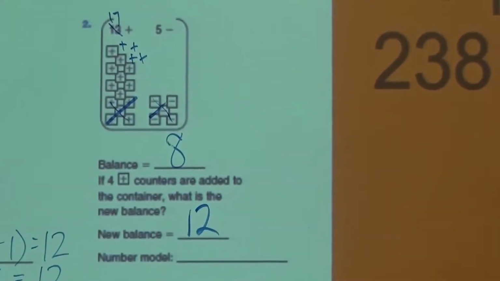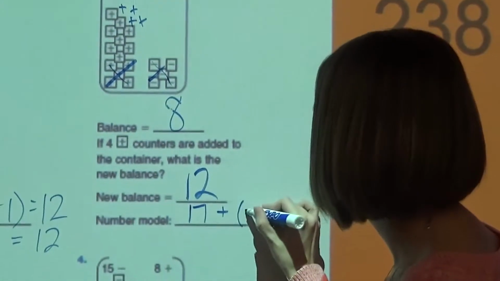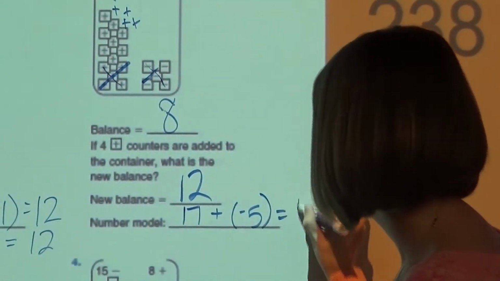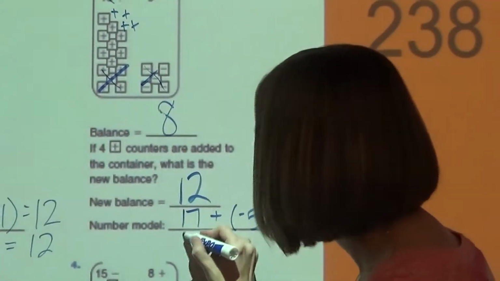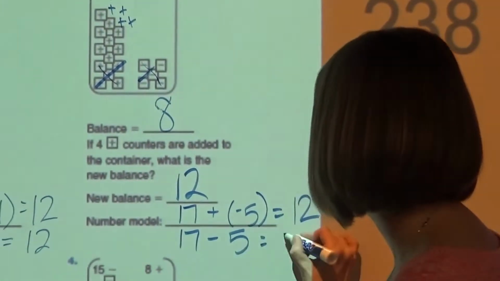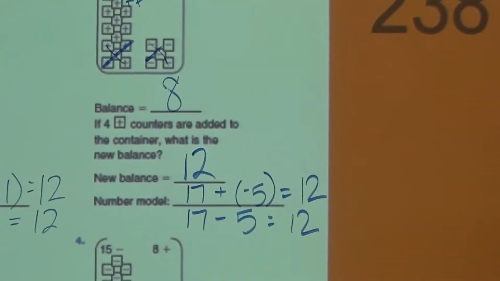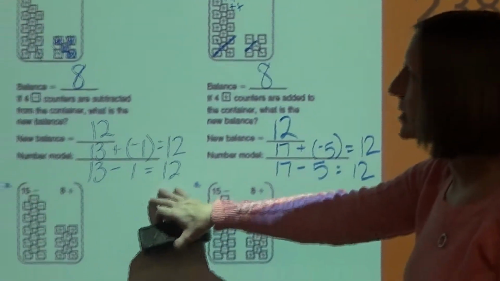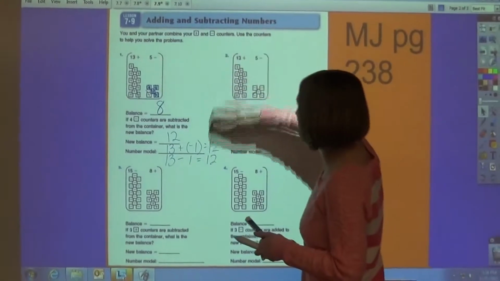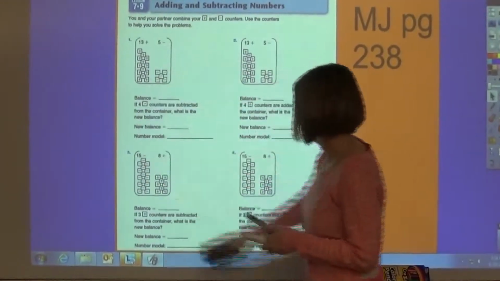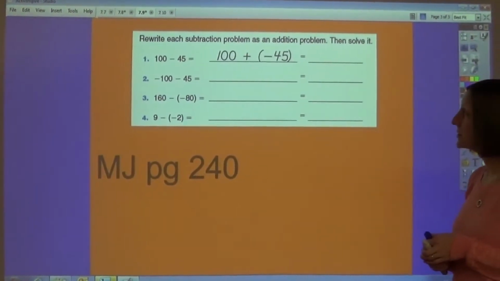Okay, as a number model, I could say that I have 17 plus a negative 5, or if I wrote it as more of a subtraction problem, taking out these 5, 17 minus 5 equals 12. Okay, and you'll go on to do 3 and 4. These number models are going to lead into what we do next. So take a look at those as we flip the page and do some subtraction problems.